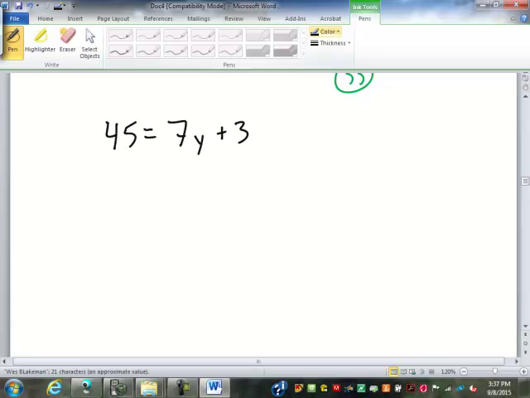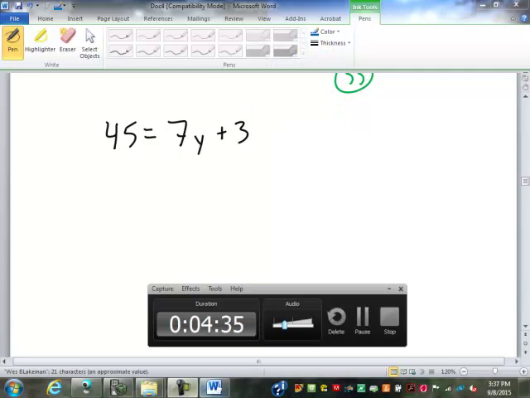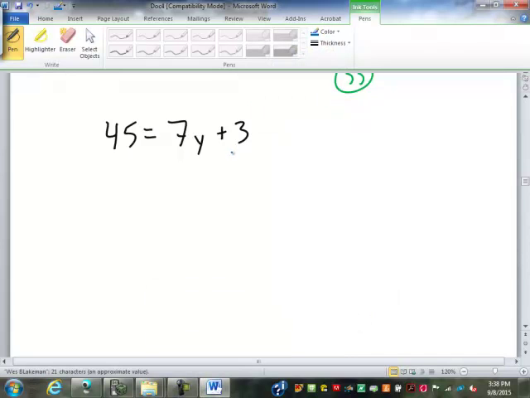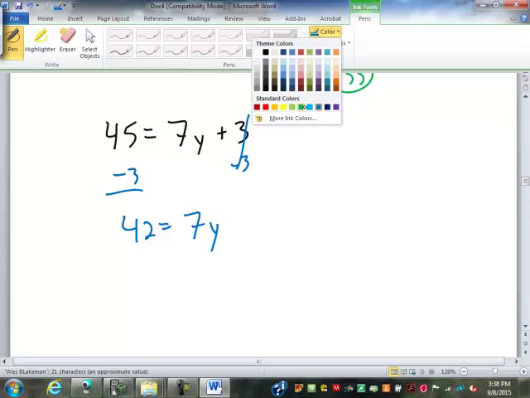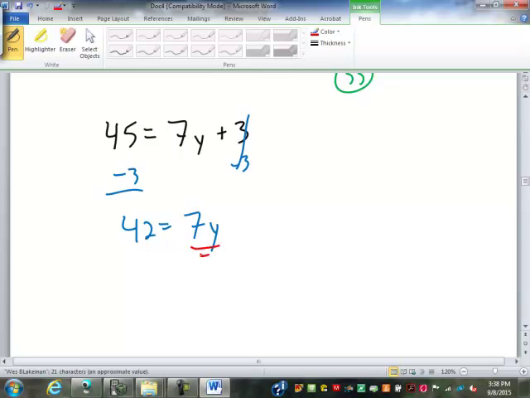So I want you guys to try this one on your own quick. So what do we do first? Subtract 3. Good. So we're left with 42 equals 7y. And then? Divide by 7. Perfect. So 6 equals y. And of course, you can put that back in for y and double check it if you wanted to. I'll leave that up to you guys.